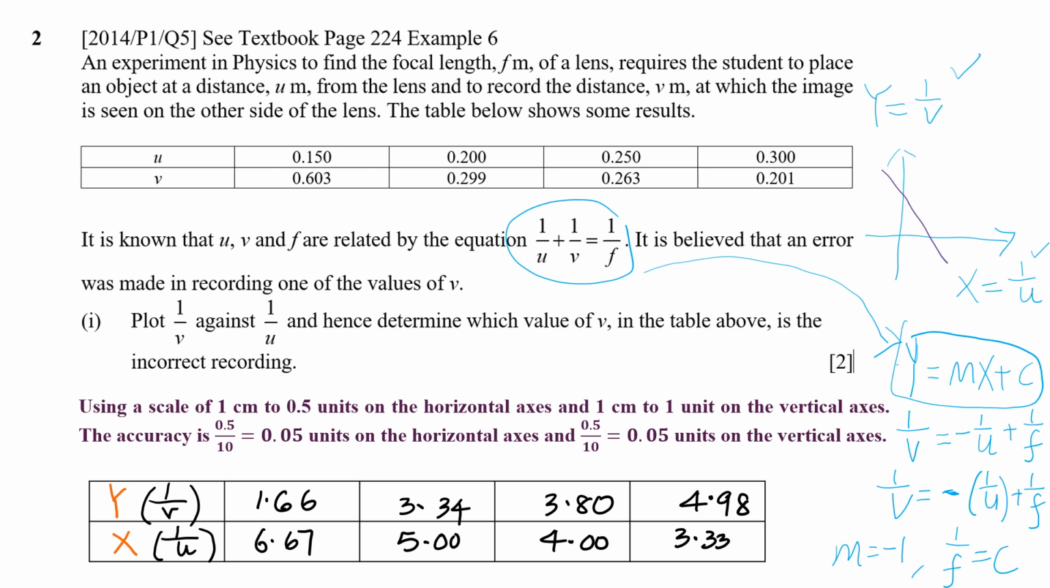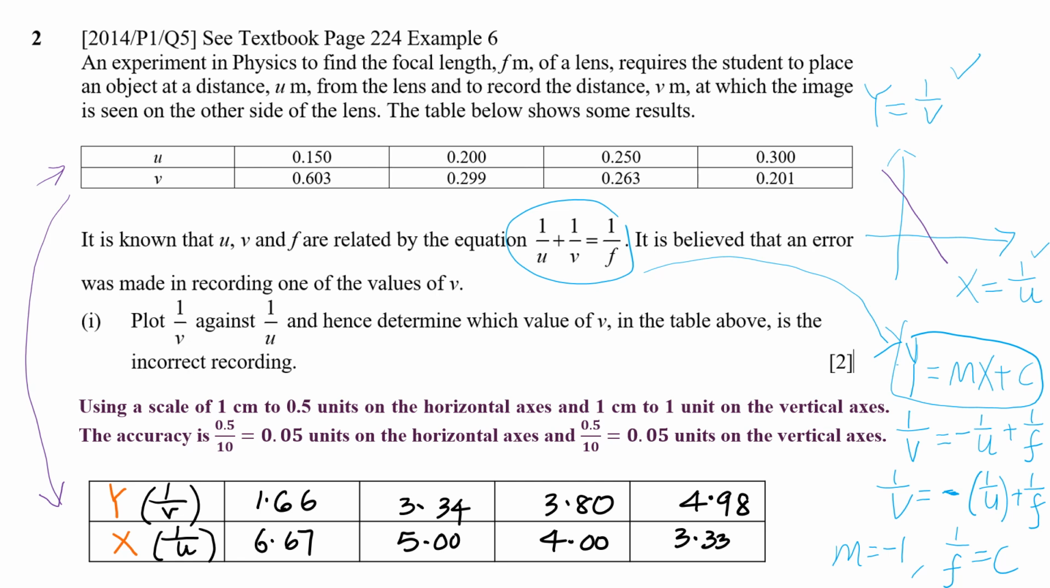Right. So therefore, we need to generate a new table. Okay, we can't use this old table, because we are plotting 1 over V against 1 over U. So we need a new table. So what is the new table that we need to have? As shown on the screen.